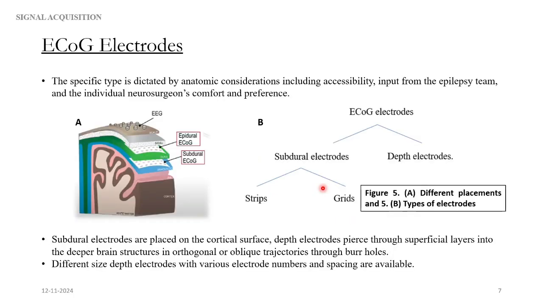Then the ECoG electrodes. We all know that ECoG electrodes are surgically implanted on the cerebral cortex, and they are of two types: subdural electrodes and depth electrodes. Subdural electrodes are further divided into two types: strips and grids. Subdural electrodes are placed on the cortical surfaces, and depth electrodes pierce through the superficial layers into the deeper brain structures.